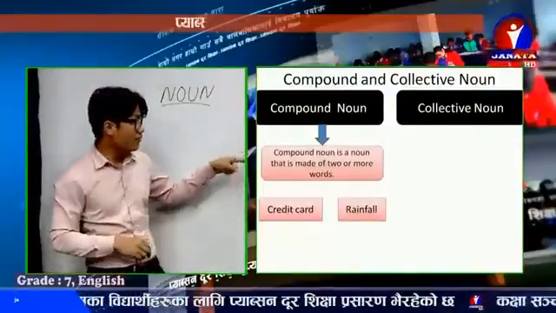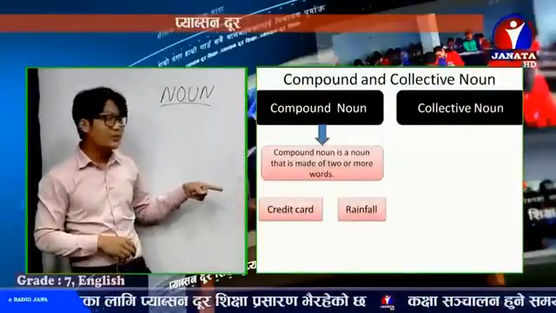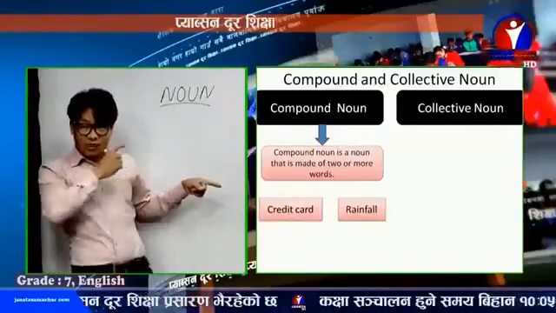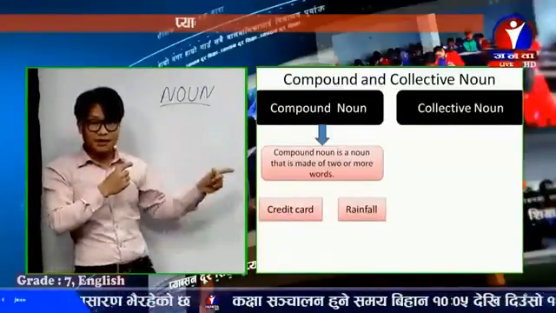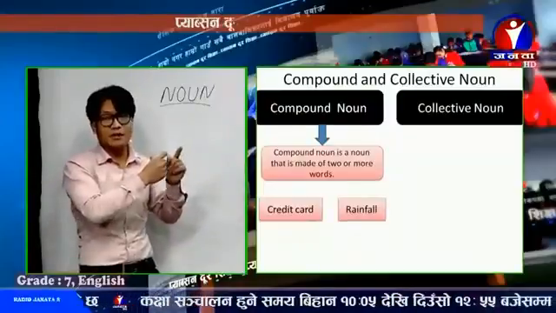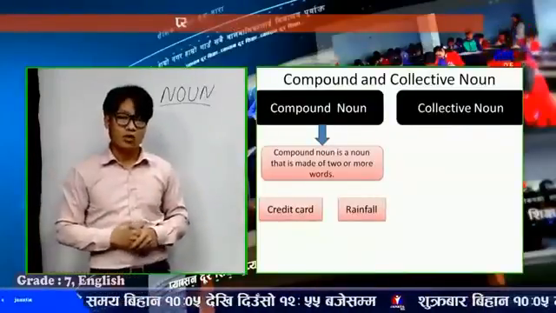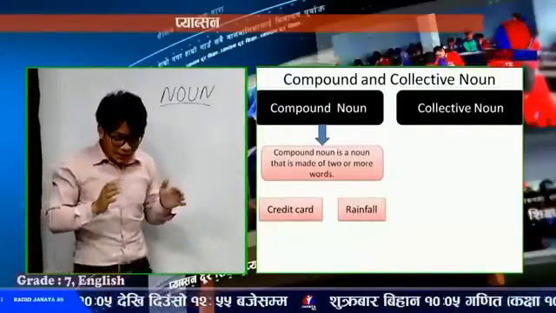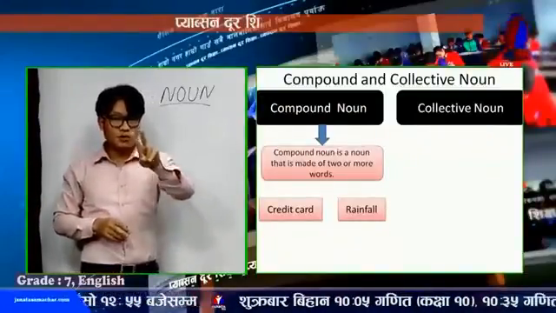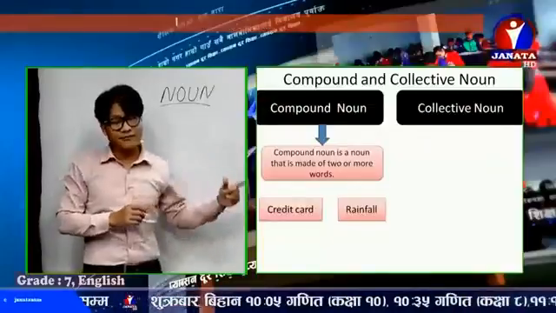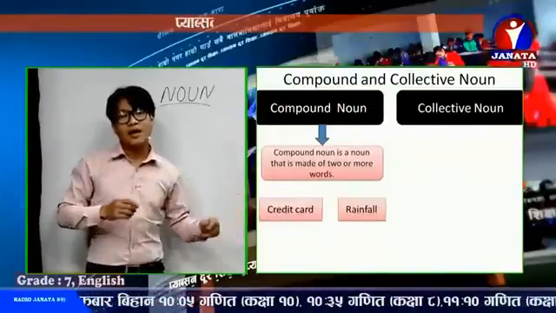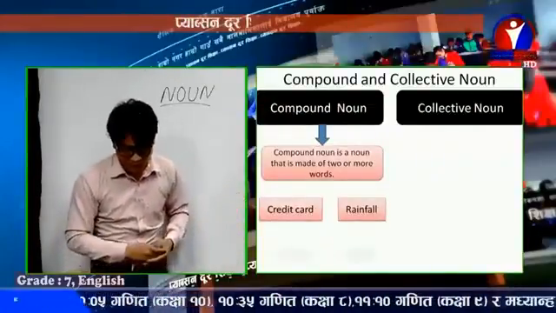Next is rainfall. You can see down here, rainfall. One is rain and the other is fall, and it has become rainfall. So rainfall is a compound noun because it is made of two words, rain and fall.